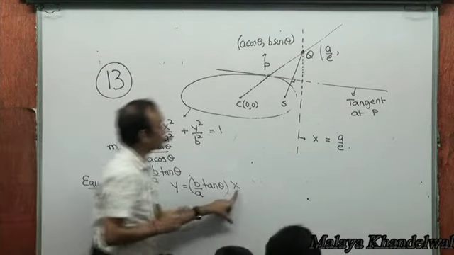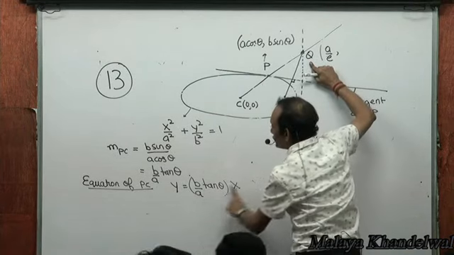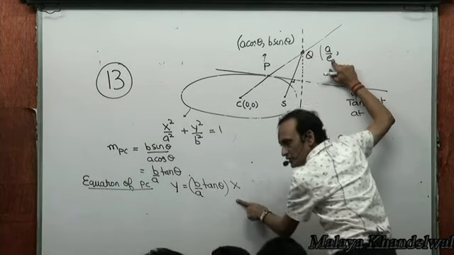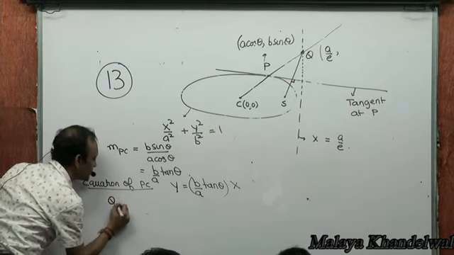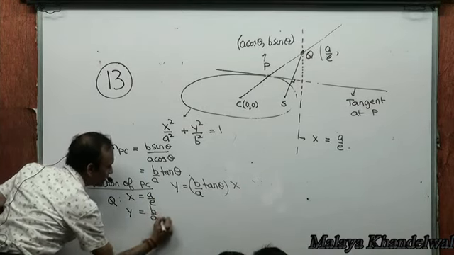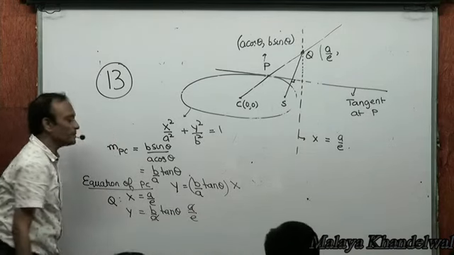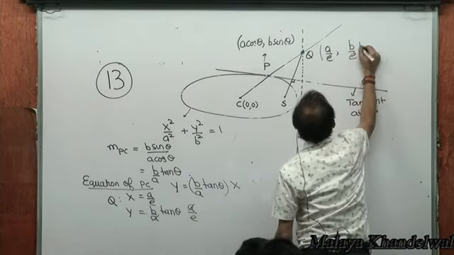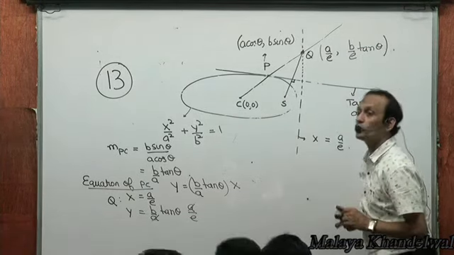Right? Now, how do I find Q? Put x equal to a by e, you get the y coordinate of Q, isn't it? For the point Q which lies on PC, x is a by e, so y then would be b by a tan theta into a by e, which is b by e tan theta. So Q has coordinates a by e, b by e tan theta. Yes or no? No confusion, right?